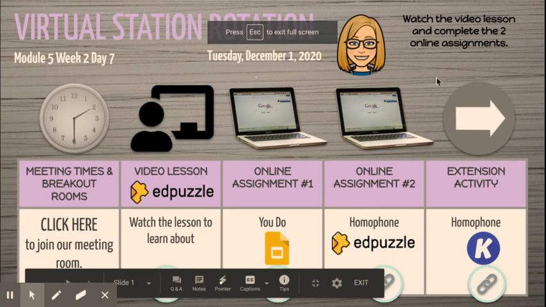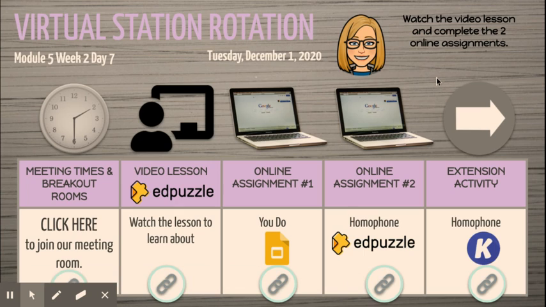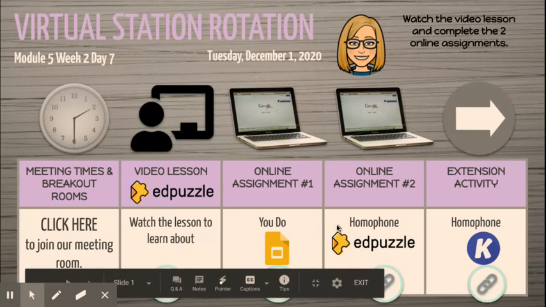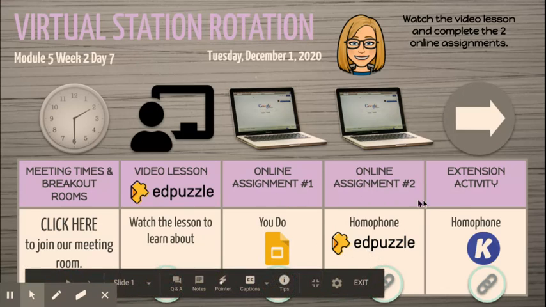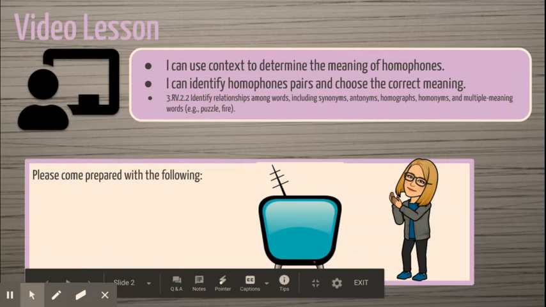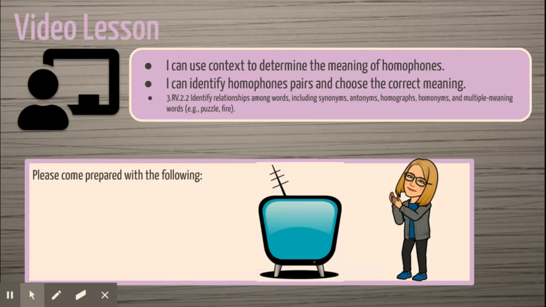Hey guys, for today we're going to be working on our vocabulary strategy, which is all about homophones. So in our reading lesson, you've already watched your EdPuzzle and you did the You Do in Google assignments. Now you are watching the Homophone EdPuzzle and you will have the homophone page to complete. So your objective for this part of the lesson is: I can use context to determine the meaning of homophones. I can identify homophone pairs and choose the correct meaning.